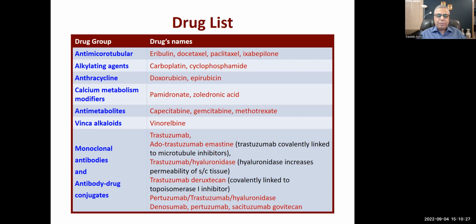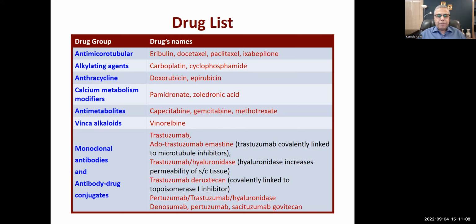Then we have got trastuzumab hyaluronidase. So what is hyaluronidase? It is an enzyme. What does it do? It digests hyaluronan in the extracellular matrix. So what is the effect? The effect is it will increase the subcutaneous permeability of the drug. Then we have got trastuzumab deruxtecan, in which this antibody is covalently linked to a topoisomerase 1 inhibitor. We have pertuzumab and trastuzumab, both conjugated to hyaluronidase. Then we have got denosumab.